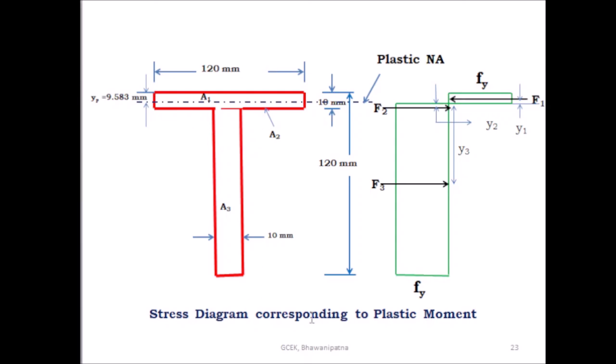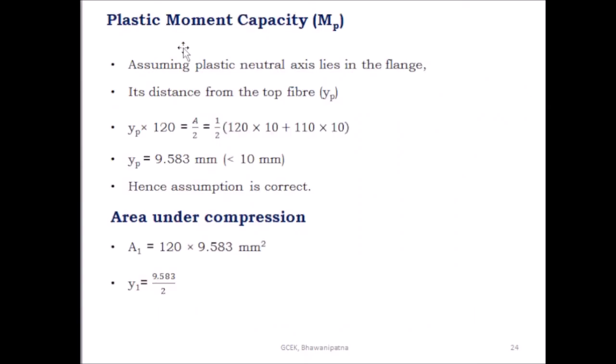So this is the stress diagram corresponding to the plastic moment. So here this is the T section, and first you assume this is the stress diagram. This is the fy. This is constant throughout the section, and this is the 120, and the thickness of the flange is 10 mm. Total depth of the T section is 120, and the thickness of the web is 10 mm. Find out the plastic moment capacity.